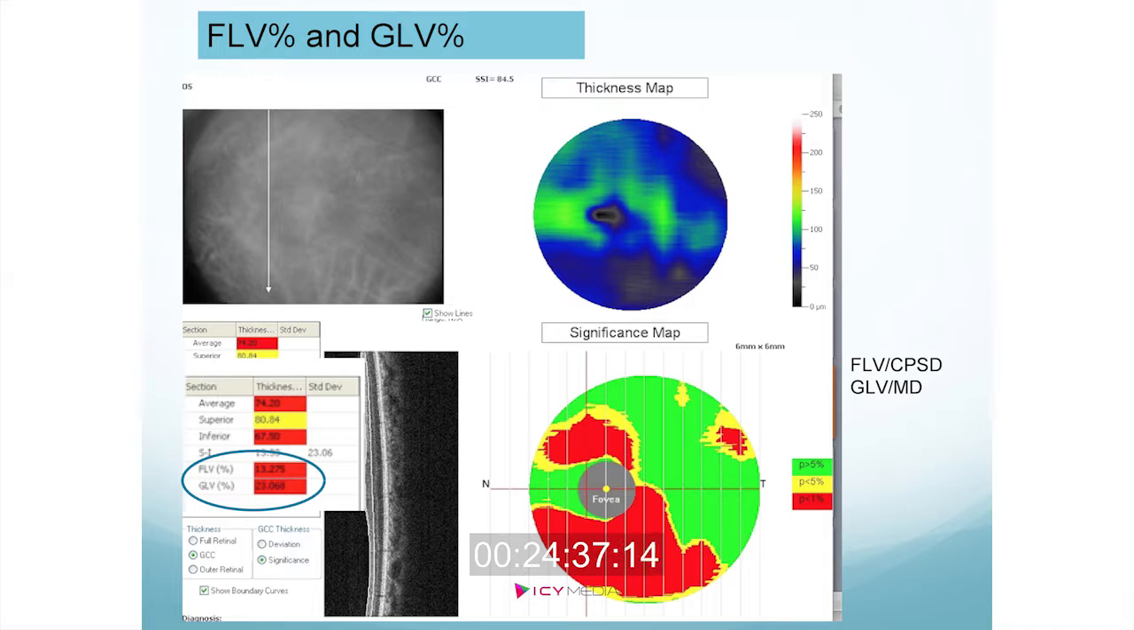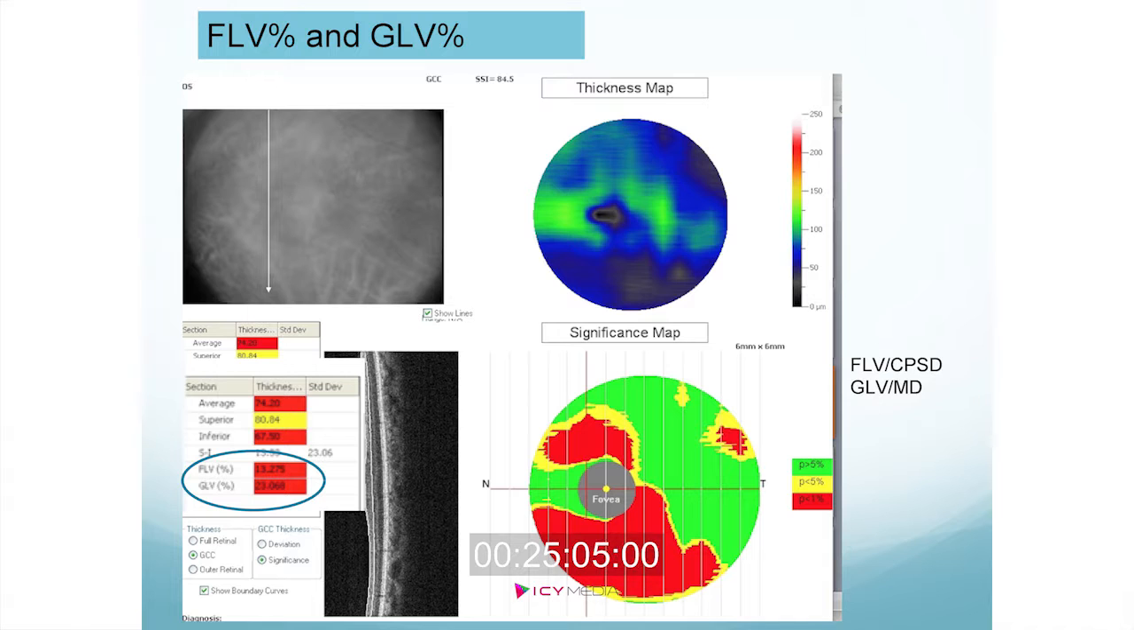What does that mean? The focal loss volume looks at areas of focal loss, areas of abnormality on the GCC compared to the entire picture. So if you were to think about this as a pizza, how much of the pizza is red? And it gives you like a percentage or a number. There's so much red over the green. Okay, obviously the higher the number, the more abnormal the FLV is going to be.